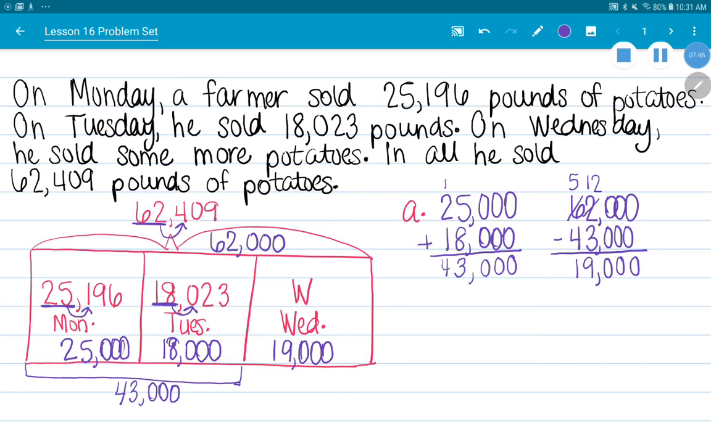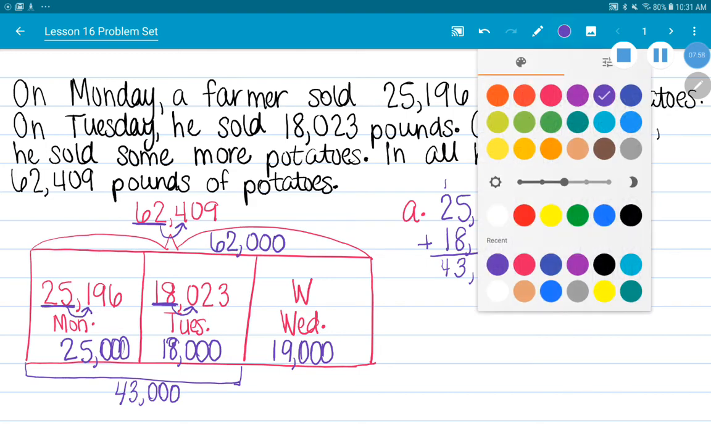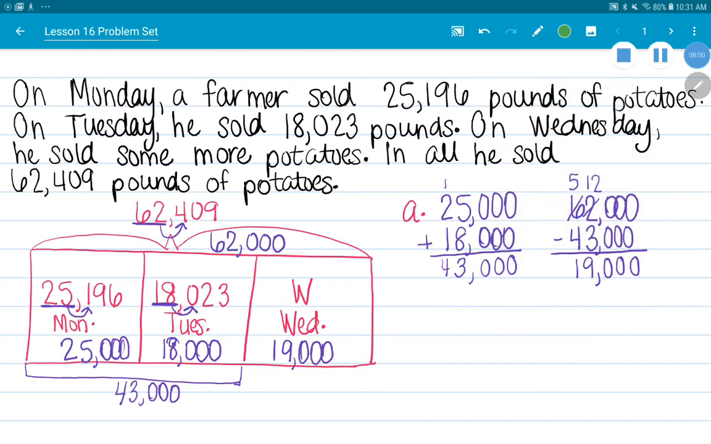We know it should be, W is about 19,000 pounds. We're going to move on to B to find the precise number of potatoes sold on Wednesday. What does precise mean? Exact. Now we're looking for the exact amount. So to solve for B, instead of using our rounded values, we're using the actual values that they gave us in the problem. That's what we have written in red. So we're going to solve the same way, aren't we? Instead of using rounded numbers, we're just using the actual numbers now.